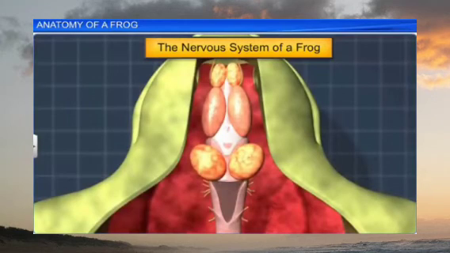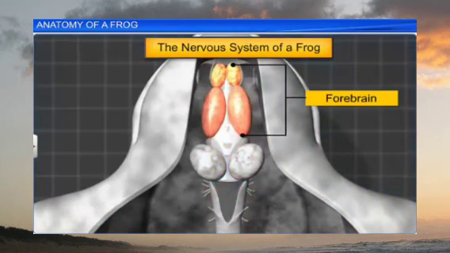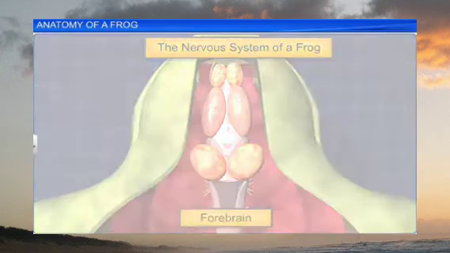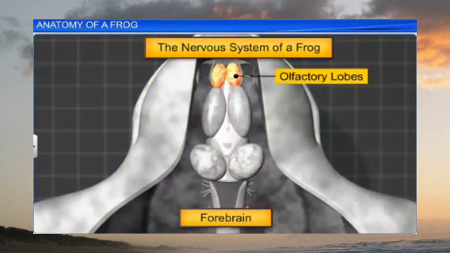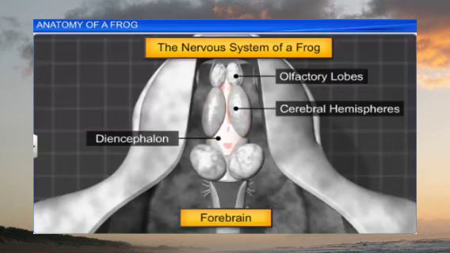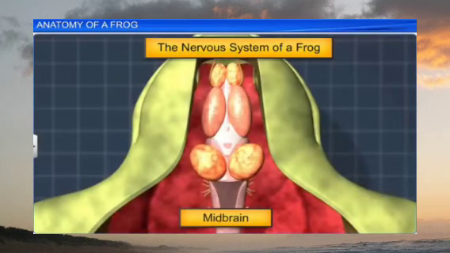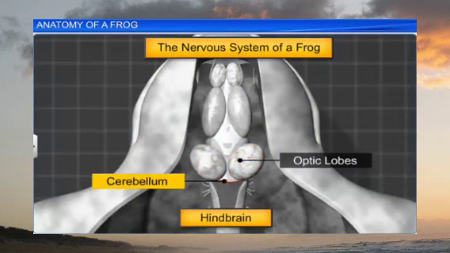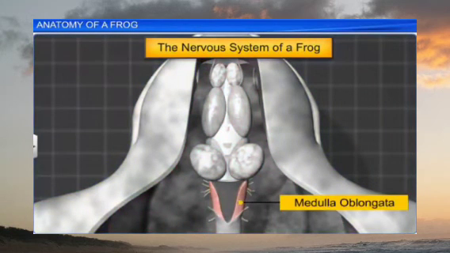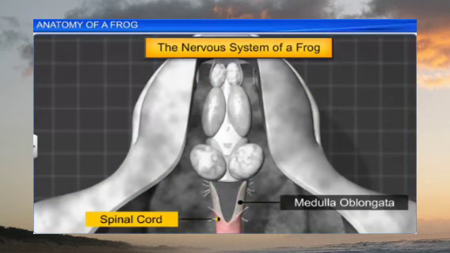The brain is enclosed in a cranium and is divided into the forebrain, midbrain, and hindbrain. The forebrain consists of olfactory lobes, paired cerebral hemispheres, and an unpaired diencephalon. The midbrain bears a pair of optic lobes, and the hindbrain consists of the cerebellum and medulla oblongata. The medulla oblongata passes out through the foramen magnum and continues into the spinal cord, which is enclosed in the vertebral column.